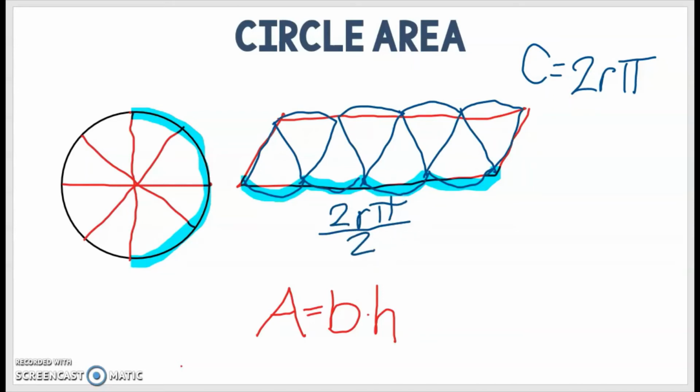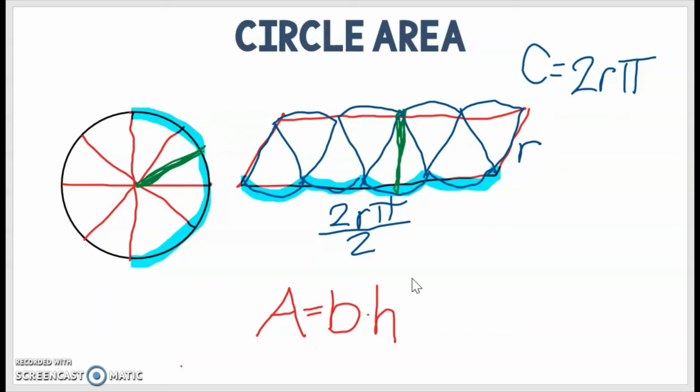Now we need to figure out, okay, what's the perpendicular height of this parallelogram? Well, let's go ahead and show that here on the parallelogram. Again, how does this perpendicular height relate to the circle? If I outline the same section, we can notice that the perpendicular height of this is the radius of the circle. So the height is going to be the radius.